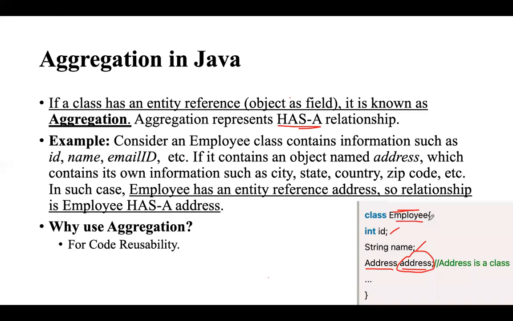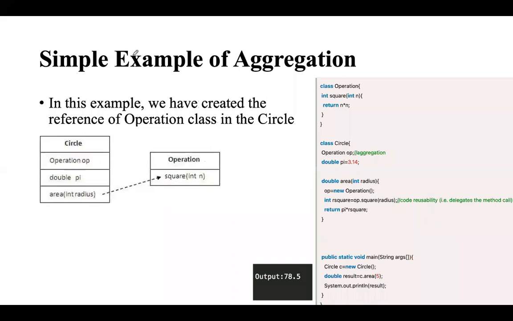So let's have a look over the example. This is the simple example of aggregation. This diagram is saying that if we have the class circle, and the field of that class is pi, which has the double data type, and this circle class has a method area, and we have another field in this circle class which is OP, and the data type of this OP is operation, which is the name of some other class.